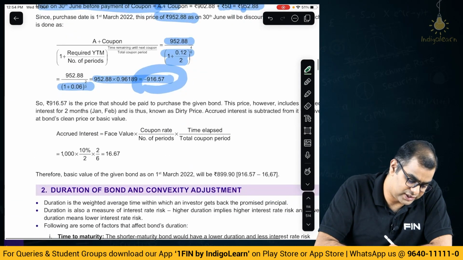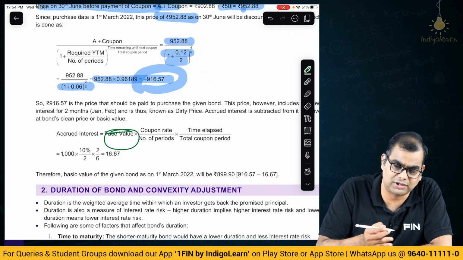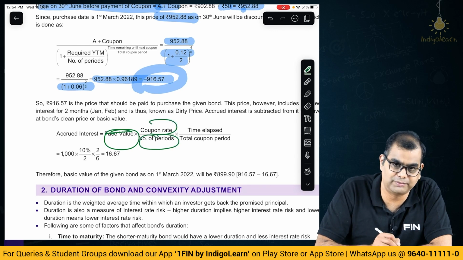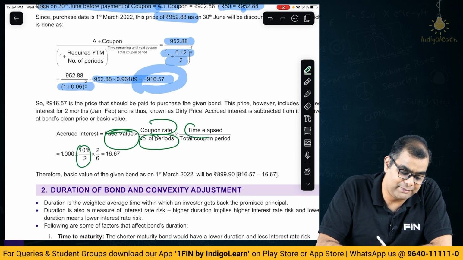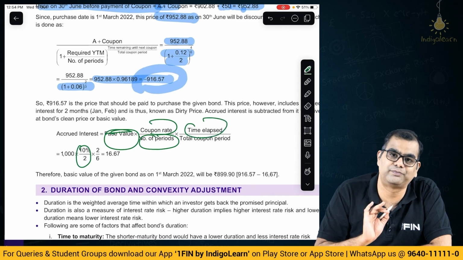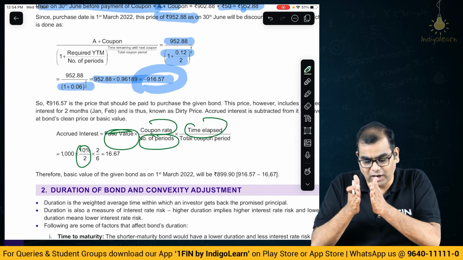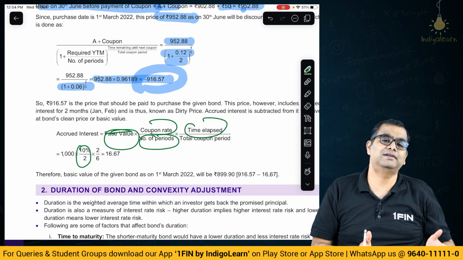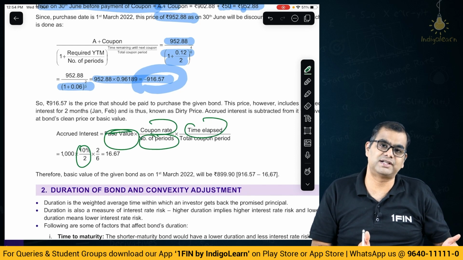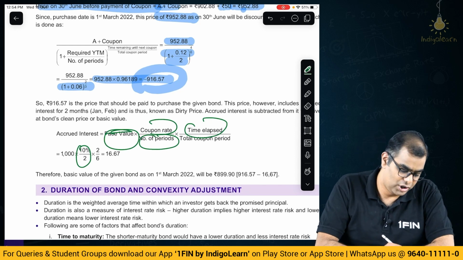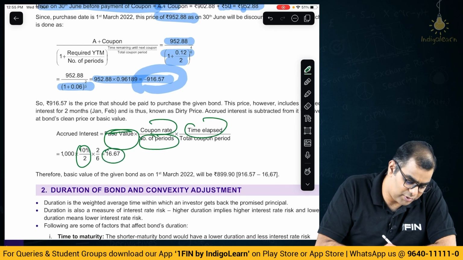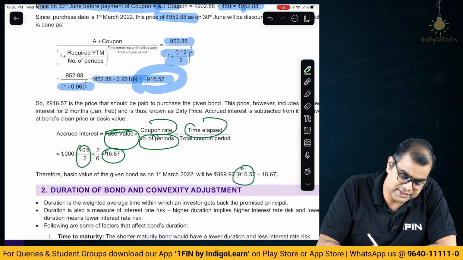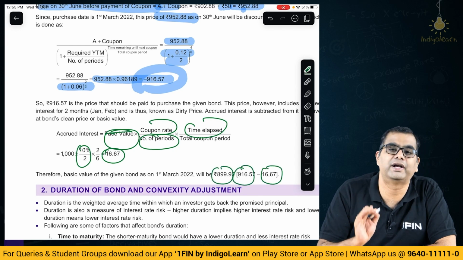So, accrued interest is face value, which is that 1000 rupees. Coupon rate is 10% per annum. So, by 2 because semi-annual coupon, so 10 by 2. Time elapsed is 2 months, so 2 by 6. So, you value the bond till date as on date, and then you are subtracting the accrued interest from the previous interest payment date to the in between date. So, you have now computed 16.67 as the accrued interest from 1st of Jan till 1st of March. So, you subtract from 916, 16 rupees, you get 899.9.